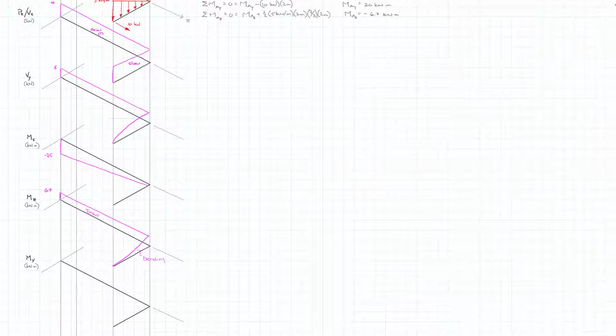So again, we look at M y, and our moment at A of y is 20 kilonewton meters. So we're going to flip that in as a negative 20. And then it goes constant because there's no forces applied between A and B. And it goes out there. And then this is as a result of that point load. So it is going to vary linearly back to 0 between B and C.